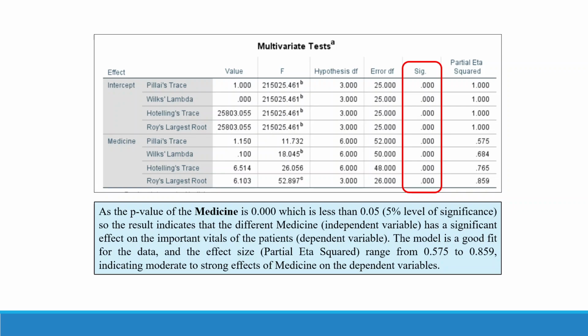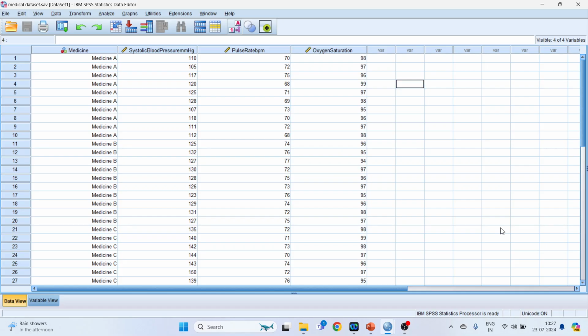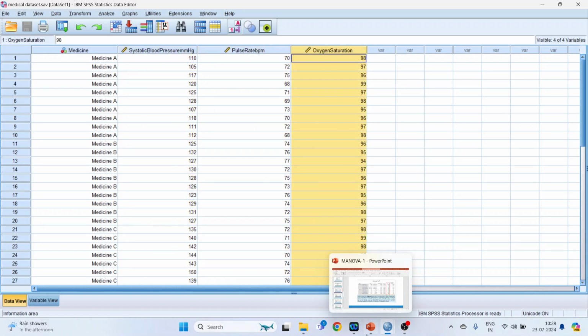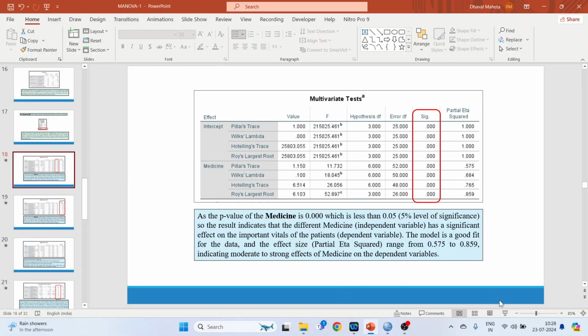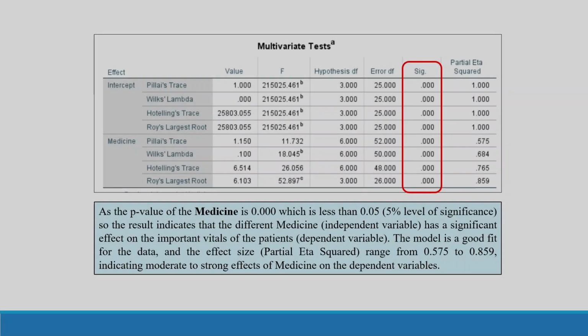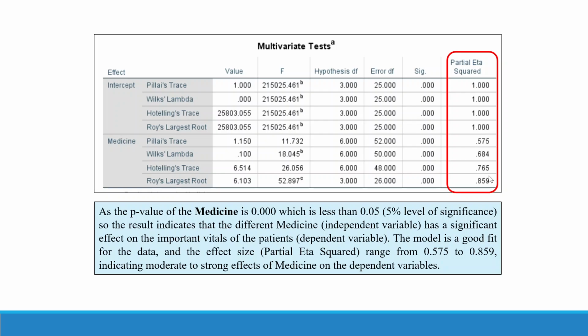let us recall, blood pressure, pulse rate, and oxygen saturation. So these are our dependent variables. Okay, let's proceed further. Now you will also get the eta squared. So here is the eta squared, this one.